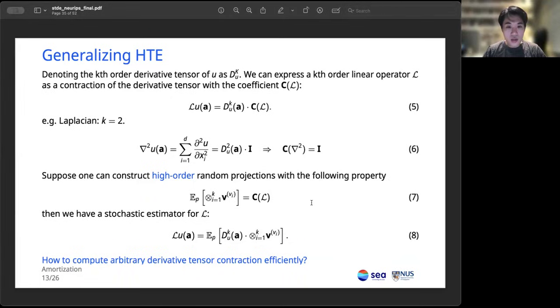For some special operators, for example in the case of HTE, you can use isotropic Gaussians, and also for the biharmonic operator you can use isotropic Gaussians as well. For a very general case, it is as I described. You will use a sparse construction where all these VI are actually standard unit vectors.